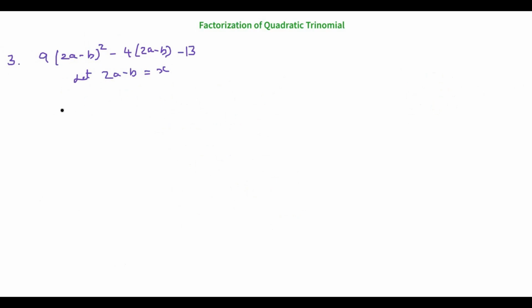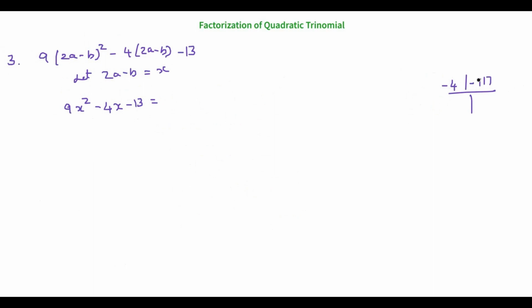So let's rewrite the equation as 9x square minus 4x minus 13. Now we have a regular equation. Let's factorize it. We multiply 13 and 9. So 13 times 9 is 117. So we need minus 4 and minus 117. 117 is a bigger number, so let's see in which table it is divisible.